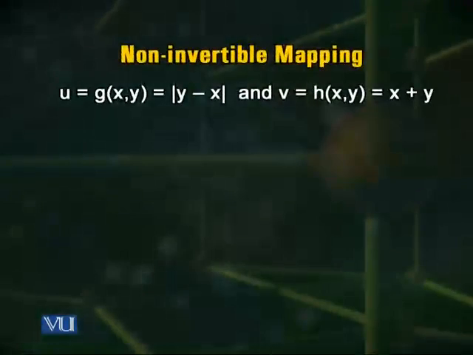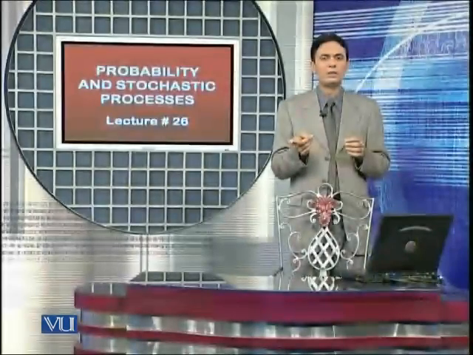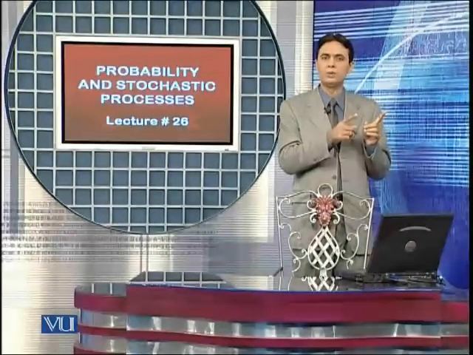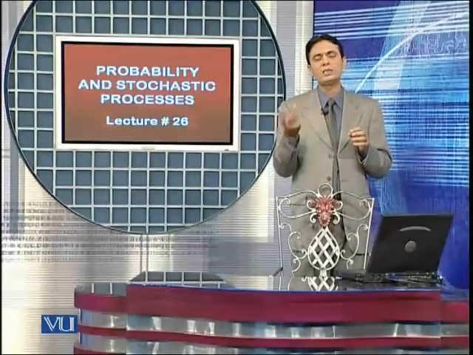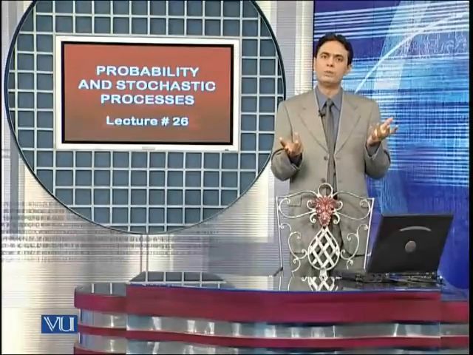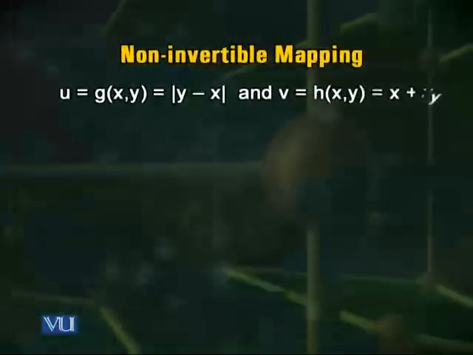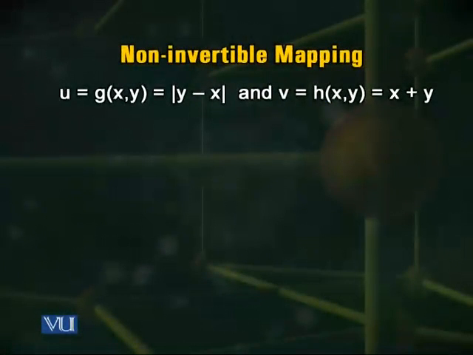This time I have defined U, which is the first mapping, to be the absolute value of y minus x or x minus y. With this absolute value, this mapping becomes 2 to 1, because if the difference y minus x is 2 or minus 2, you get the same value of u, which is 2. So this mapping is 2 to 1. The other mapping is the same, v is equal to y plus x.